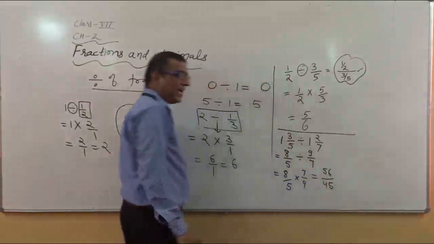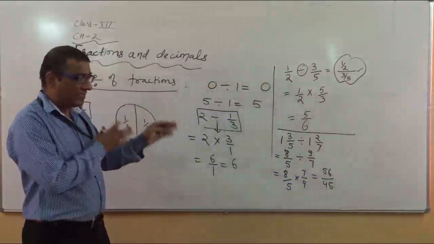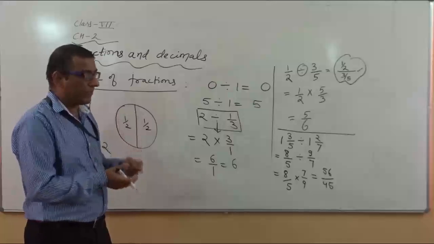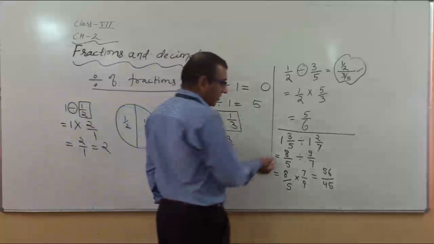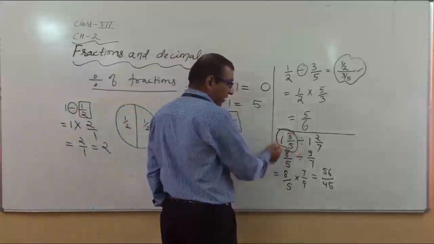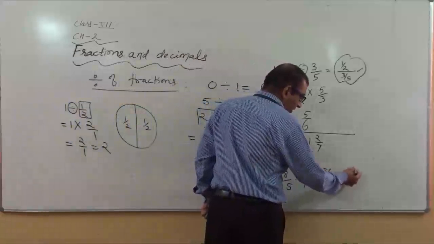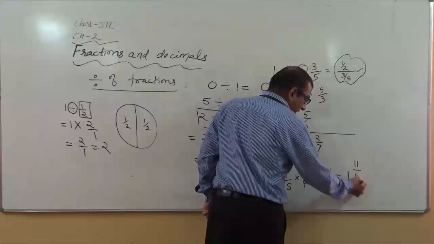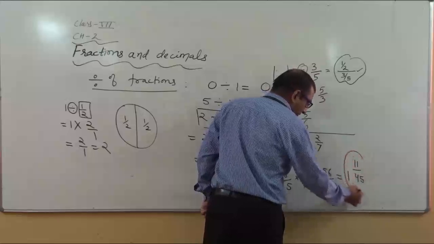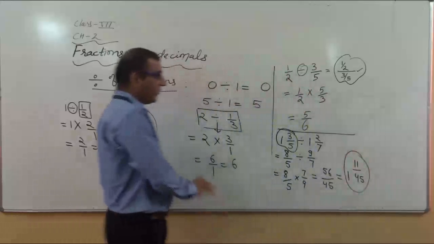So again we will get an improper fraction, and this time division is possible. So we will convert it into a mixed fraction. Why will we convert into a mixed fraction? Because in our question a mixed fraction is given. That's why we will convert into the mixed fraction. And when we convert into the mixed fraction, we will get 1 and 11 upon 45. So this is the way.